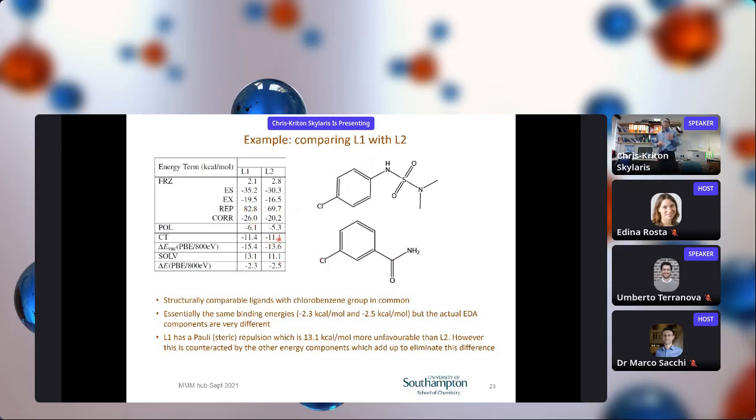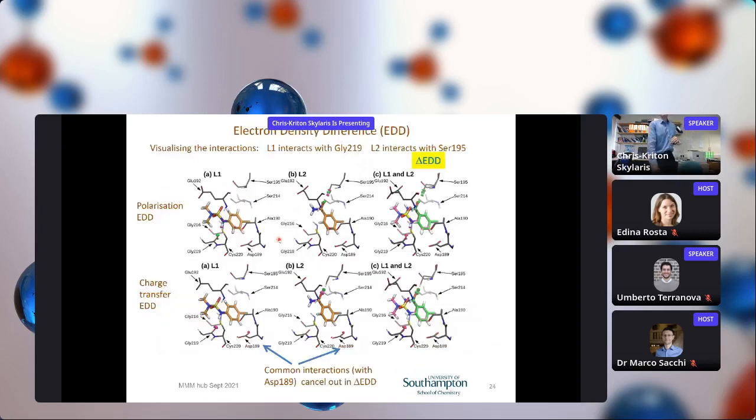So why is this important? It is important to a medicinal chemist who wants to study a ligand with particular types of properties and interactions.